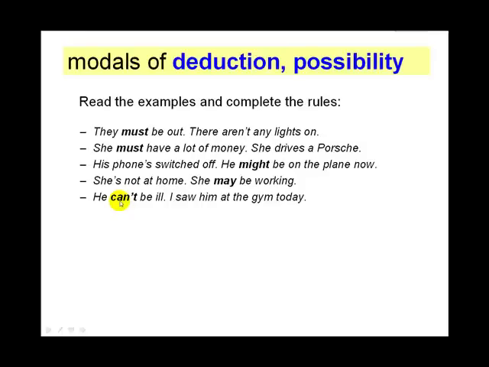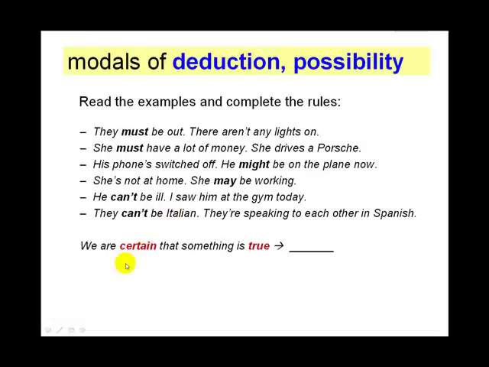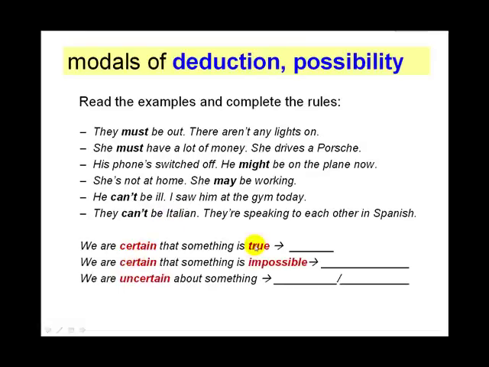Can't, remember? Can't is for impossible. When something is impossible. Okay? If you saw him at the gym today, it's impossible that he is ill. He can't be ill. And if you hear that they speak in Spanish, they can't be Italian. It's impossible that they are Italian. Okay? So when we're certain that something is true, we use must. When we're certain that something is impossible, we use can't. And when we're not sure, we use may not or might not. These are the basic rules.